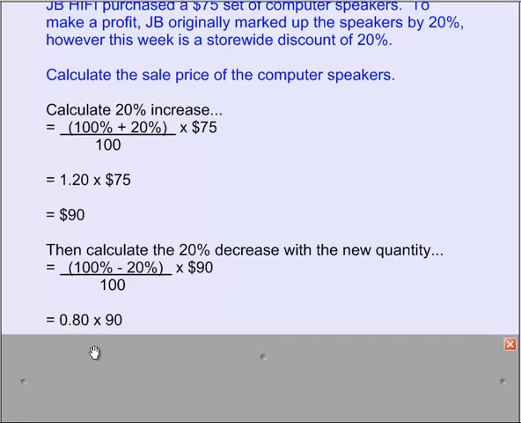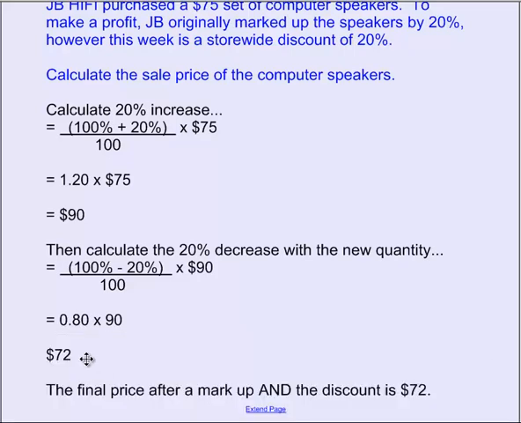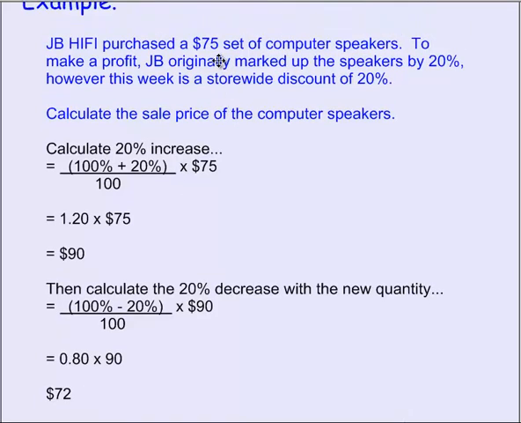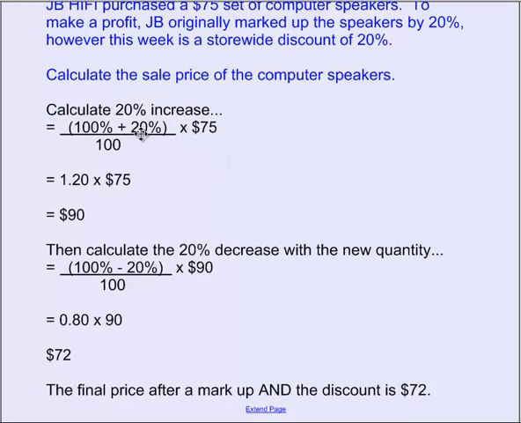Doing that, as you can see, we've got the 80%, we've divided by 100, so it's 0.8, we're multiplying that by 90, so the final price actually ends up being $72, which is less than the original 75. And that's because 20% of 75 only worked out to be $15. But 20% of the new larger price of $90 worked out to be $18. So it was slightly bigger, which means that the discount is going to be a bigger value.